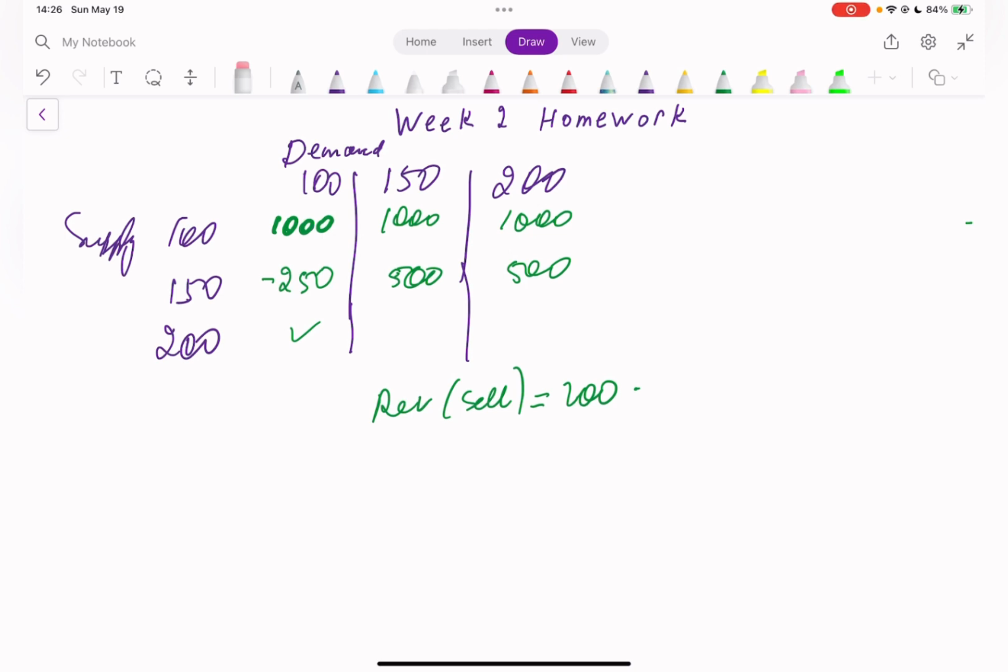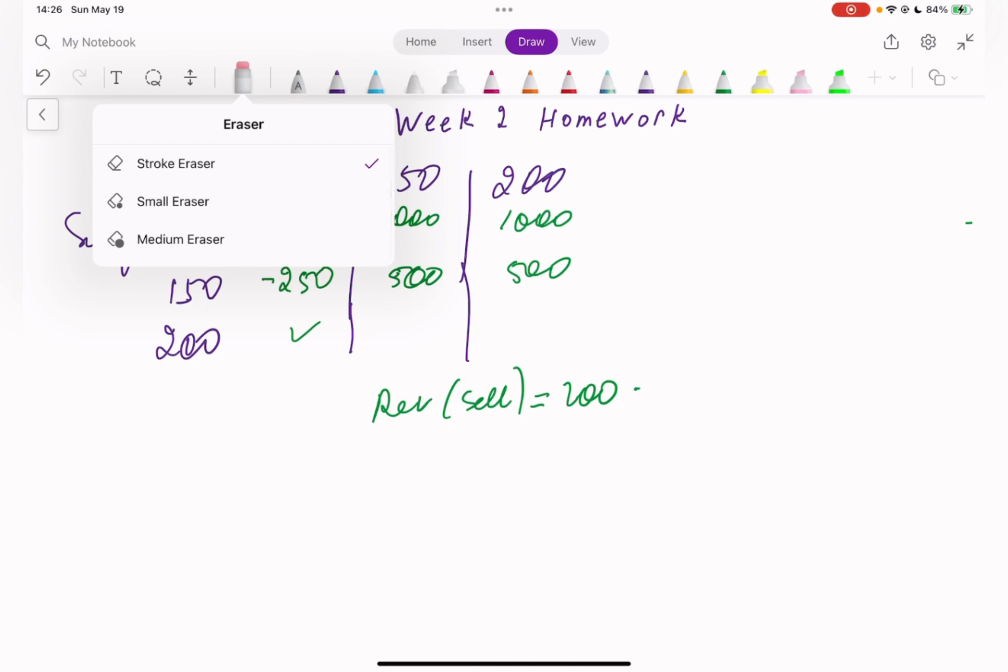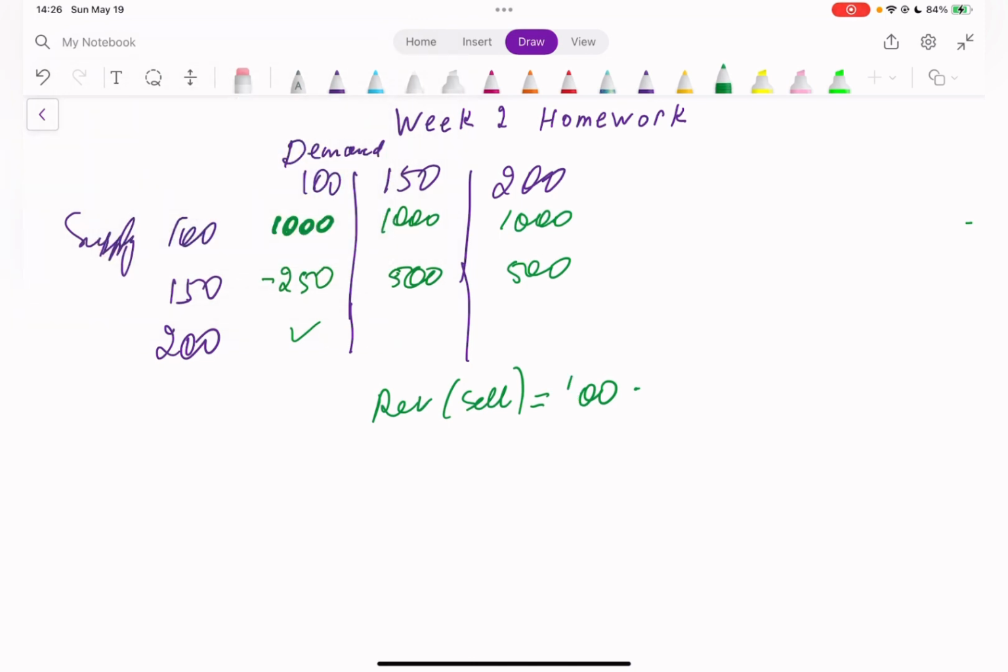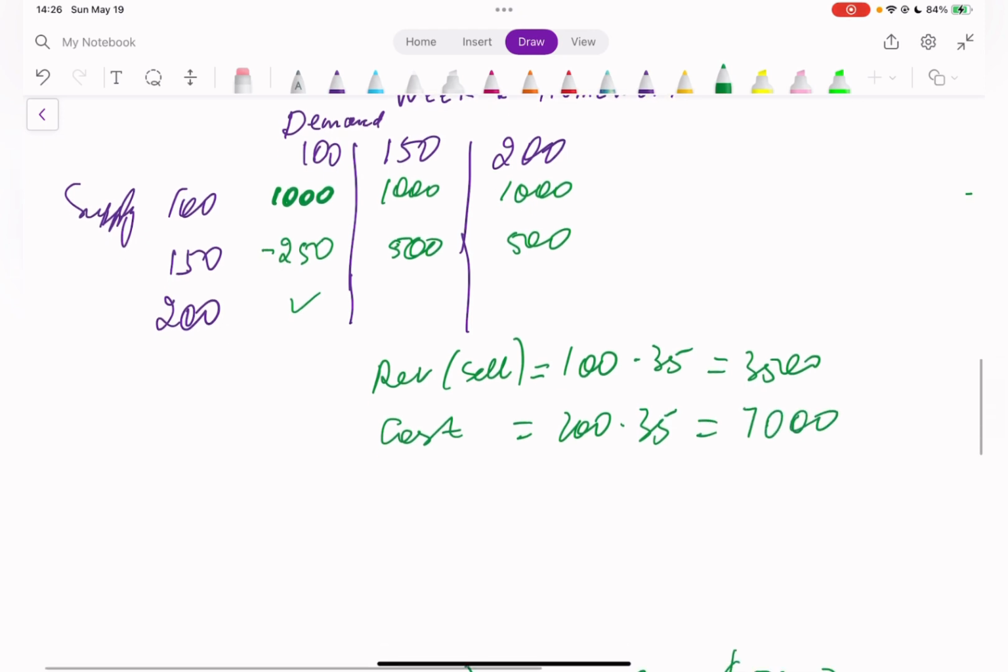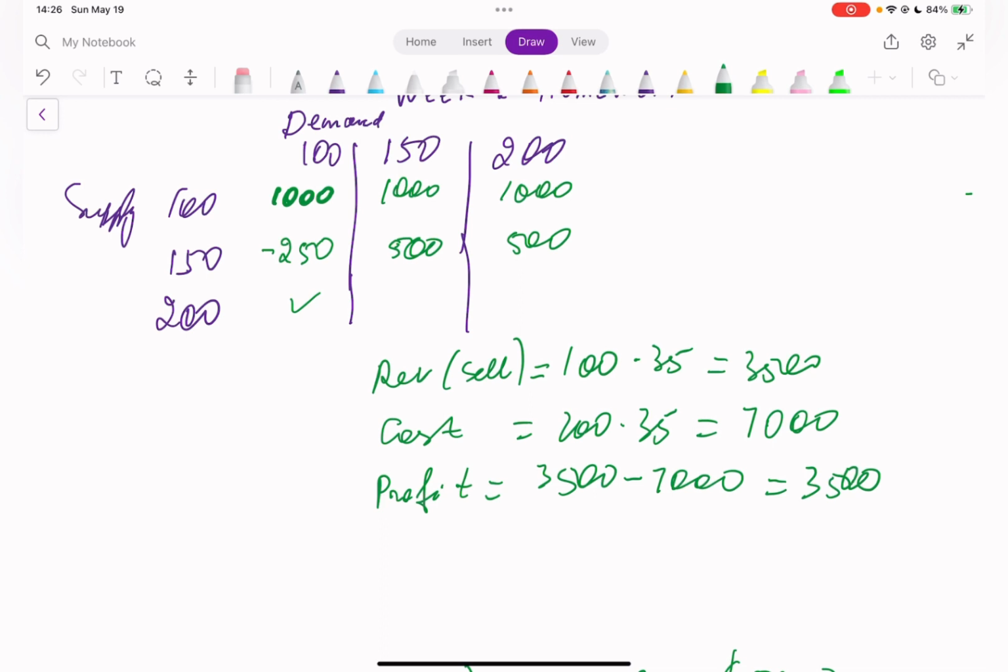So it's going to be a big loss. 100 times 35 is 3,500, and cost is going to be 200 times 35, which is going to be 7,000. So from here, profit equals 3,500 minus 7,000. So 7,000 minus 3,000 is 4,000, 4,000 minus 500, 3,500. Now, let me explain.